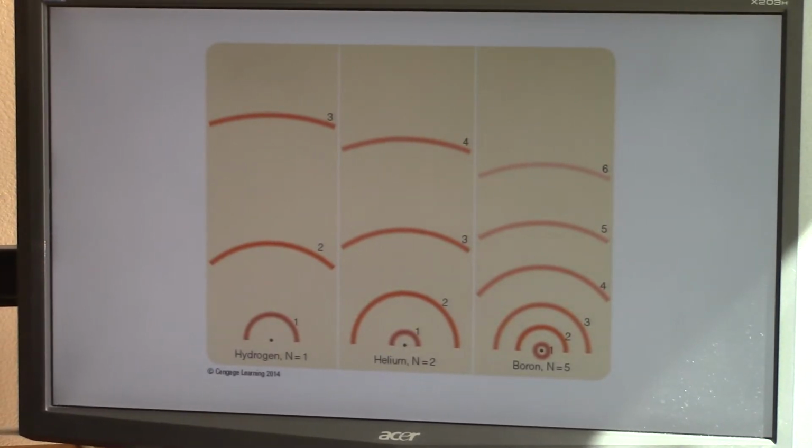Okay, spectroscopy part 2. Turns out I wasn't blocking this whole image with my body, so that's good.